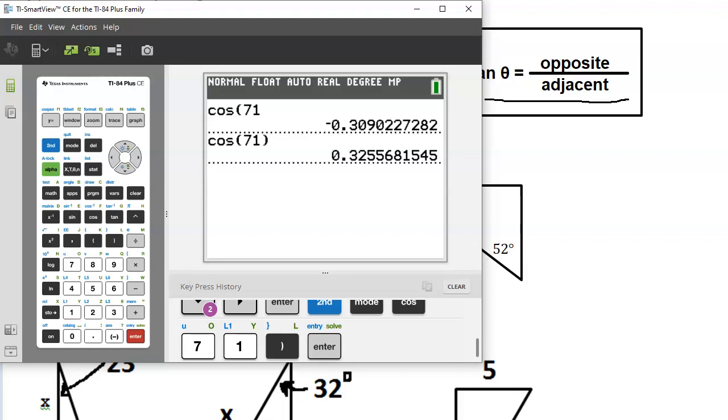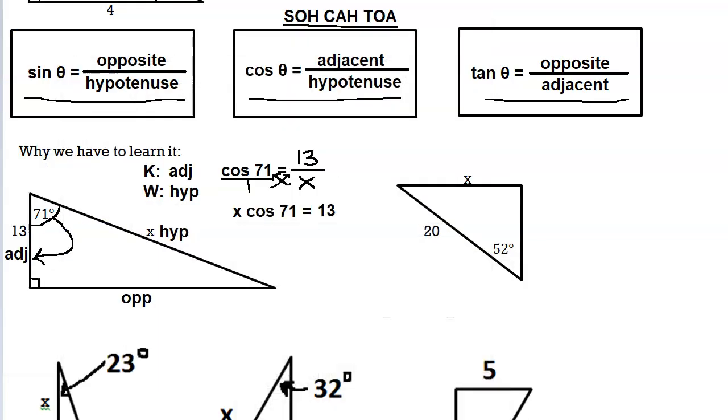Now, you haven't done this before, so you don't really know that that's right, but I'm just going to tell you right now it's right. And I'll show you the significance of that number here in just a second. I just wanted to make sure we were good on calculator settings. Okay, so let's go back to our problem, and then I'll show you what this means. Cosine 71 is really just a number. So if I want to solve for x, all I have to do is divide both sides by the cosine of 71.